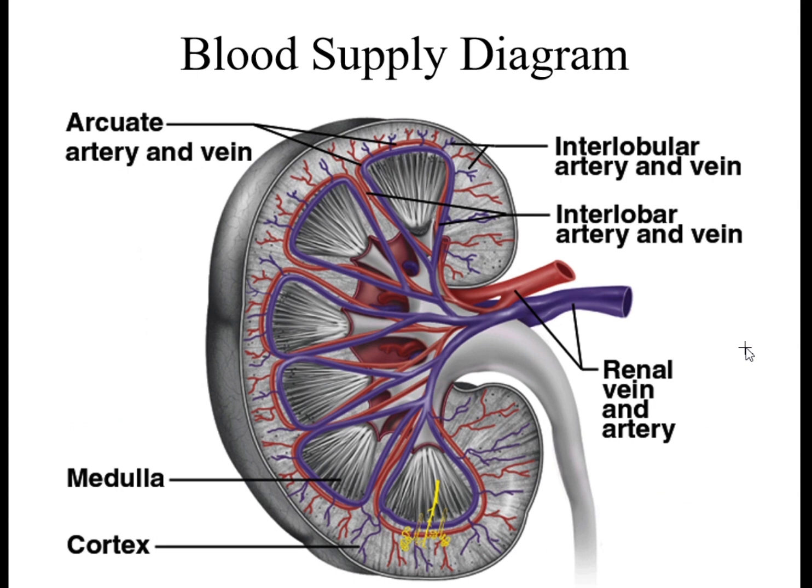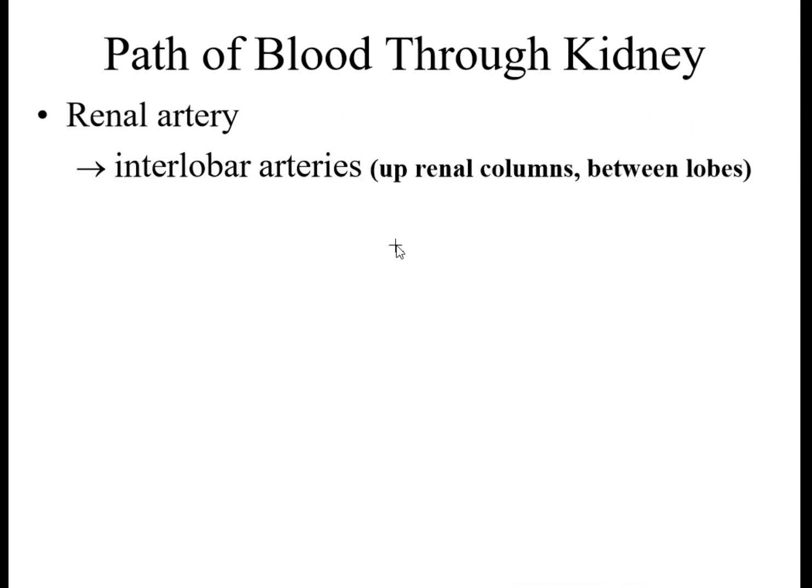Okay, so next I will talk about the blood supply diagram. How is the blood supplied? You can see here the path of blood through the kidney: first is the renal artery, then the interlobular artery. Roughly, I will say what the path of blood flow in the kidney is. First is the renal artery.